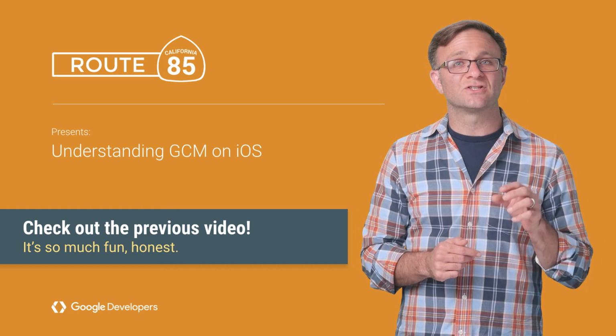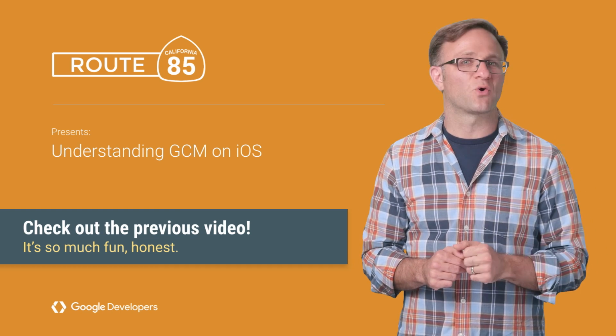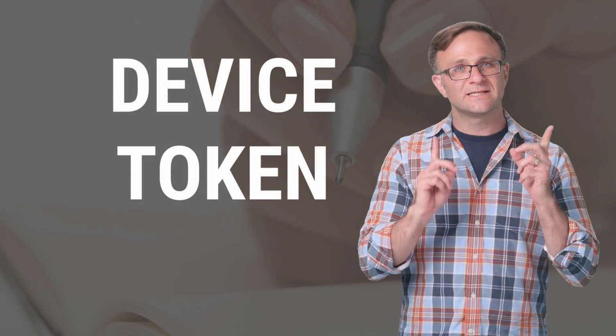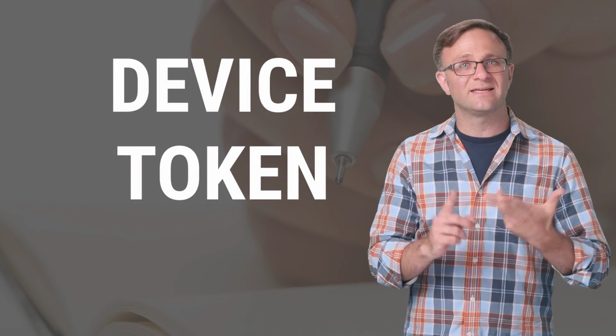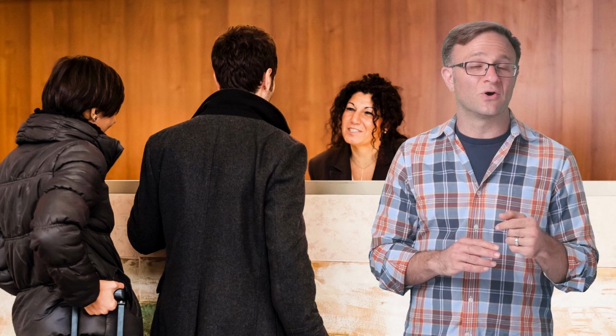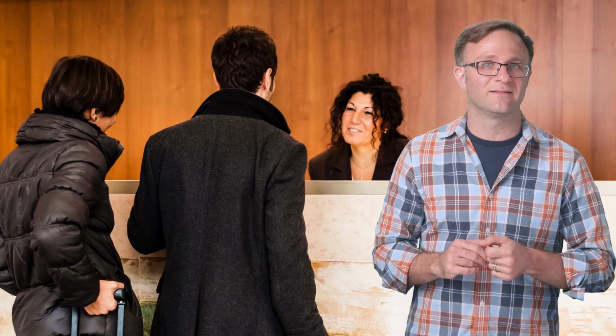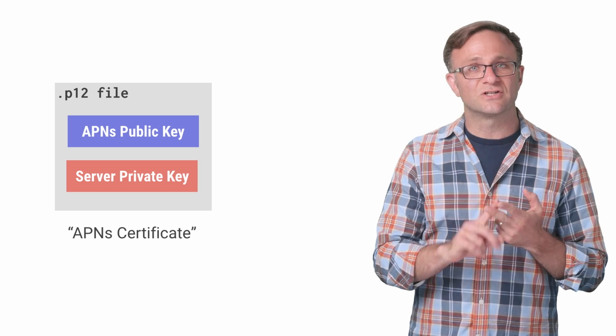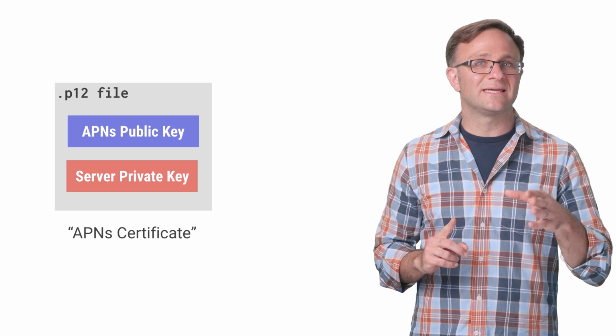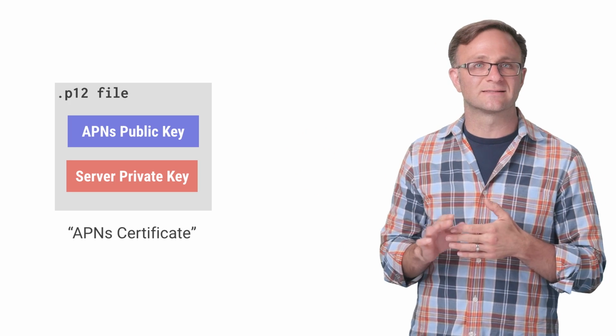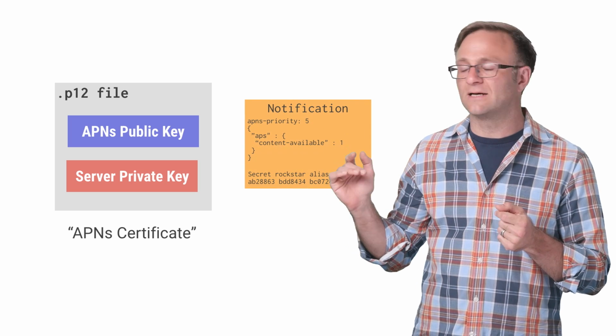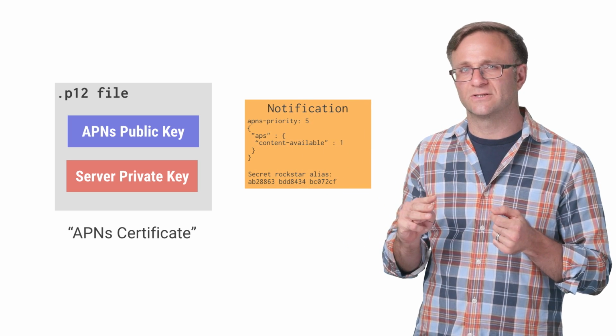When you send a notification through APNS, it requires two important pieces of information. First is the device token, which is basically an alias for the device you want to talk to. Remember, that's like the secret fake name rock stars leave at the hotel register so that their real friends can find them. Second is the APNS certificate, which basically contains a public key that you can use to communicate with APNS. Oh yeah, and there's the notification itself. So I guess that's three pieces of information.